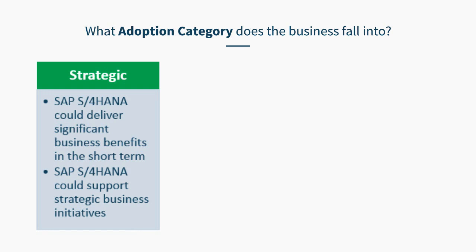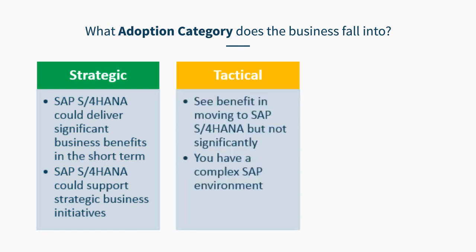And then you could also be more tactical. And tactical means that I've gone through this process. I really do see the benefit. My organization really does see the benefit, but there's no significant benefit right now. We've got too many things going on. Our environment is too complex. We've got short-term initiatives that we need to address. We want to address them, with S4 in sight, but we can't quite make the move right now. So I would put you in a tactical position where you can do a longer-term plan for moving forward.